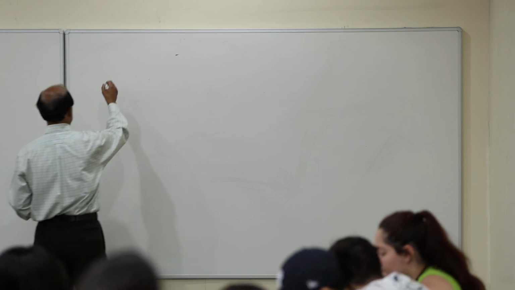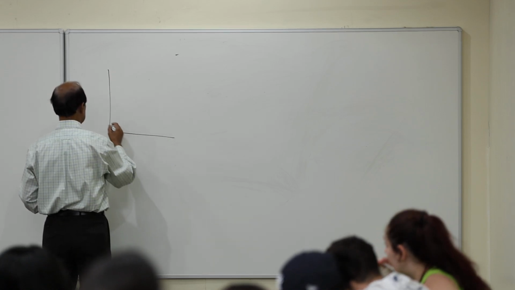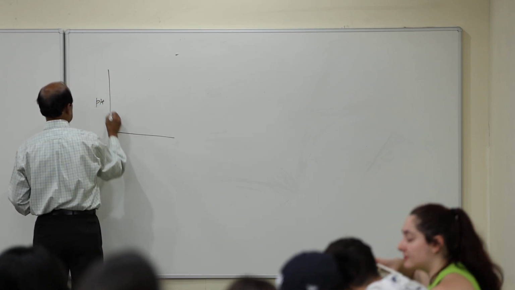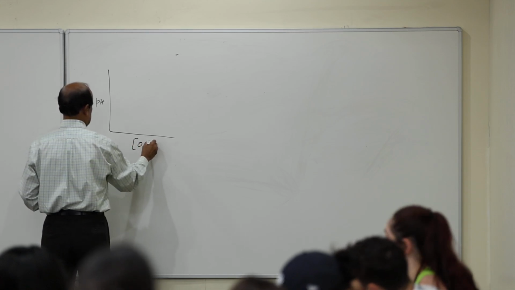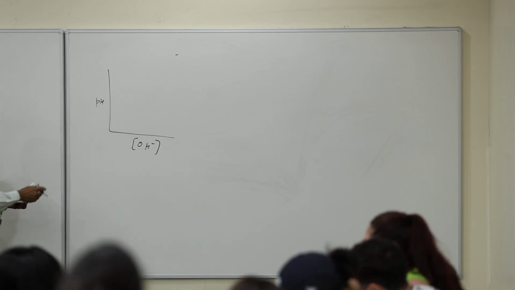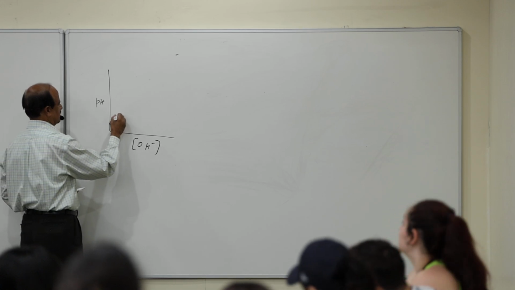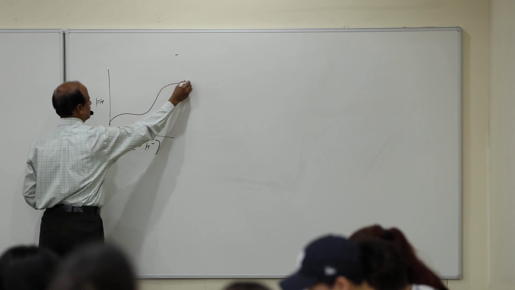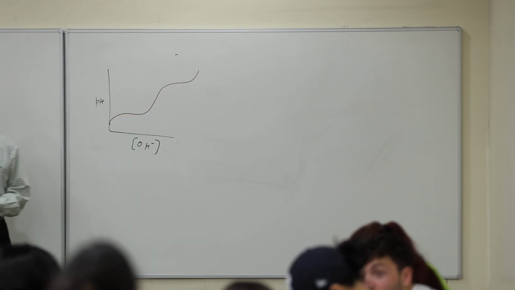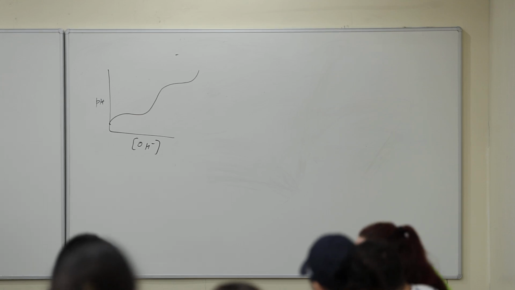So if you plot pH versus equivalents of base, it will start like this, become flat. Same way for a diprotic acid.